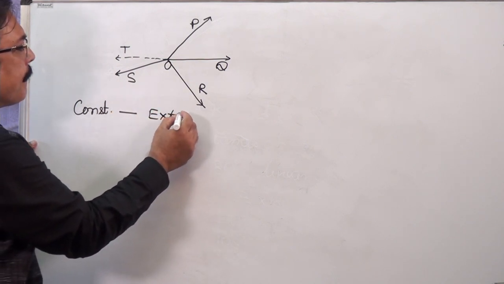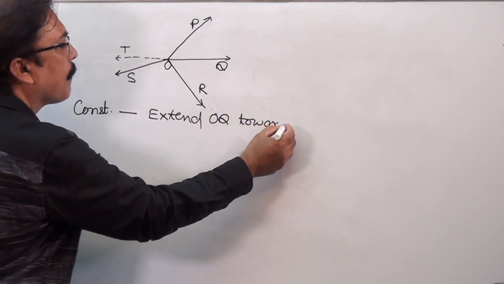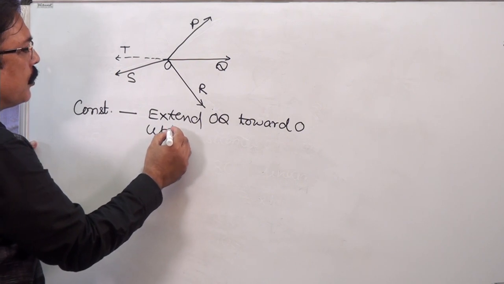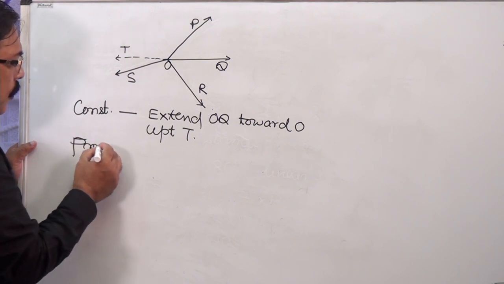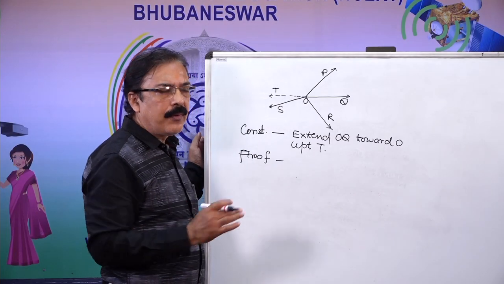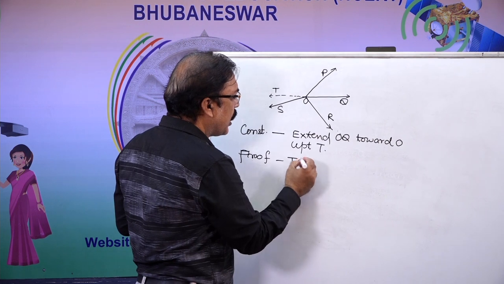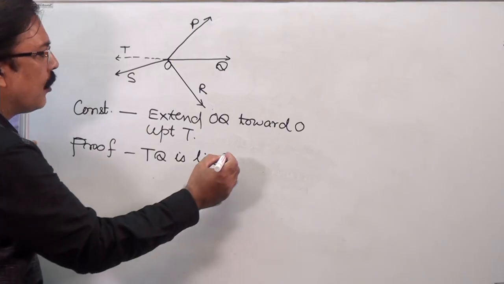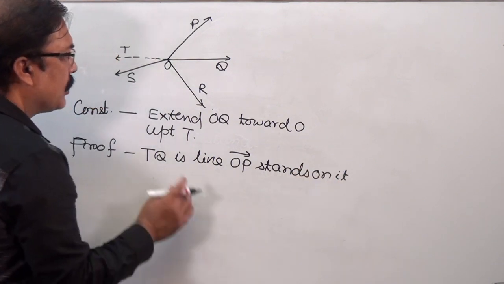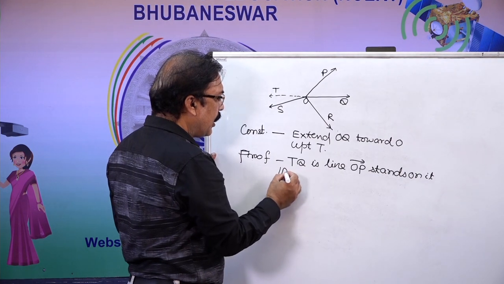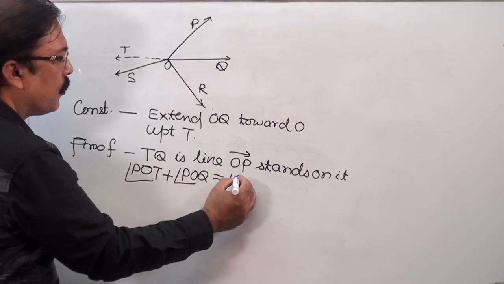So what to construct? Extend OQ towards O up to T. Then to prove, as it is given, we have to prove the sum of these four angles is 360 degrees. TQ is a straight line and OP ray stands on it. As OP ray stands on it, we can say that angle POT plus angle POQ is equal to 180 degrees.